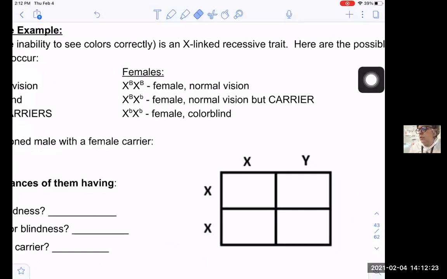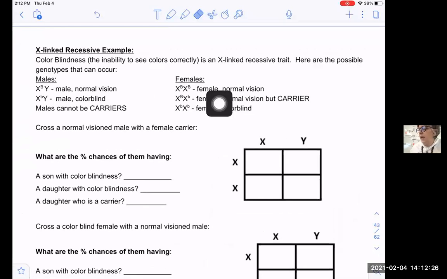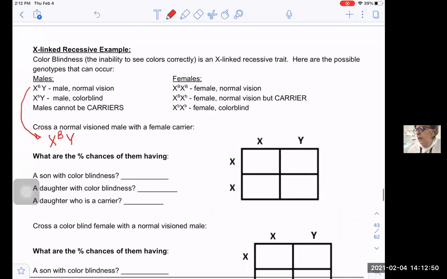All right, so we are going to cross a normal visioned male with a female carrier. So this is giving you enough information to write down the genotypes of the parents. So normal vision male, if you just look up here, is dad: he has a big B and a Y. And a female carrier is an X with a big B and an X with a little b. You must include the X and the Y and the superscript on the X chromosome.